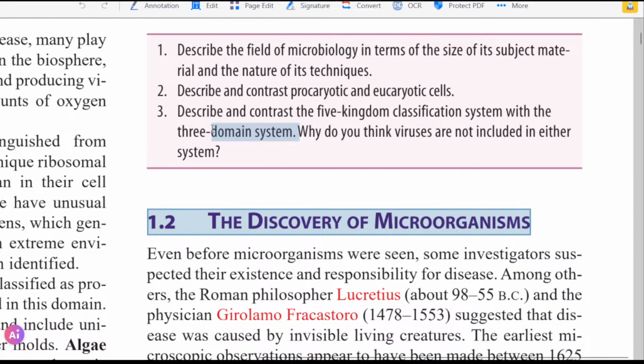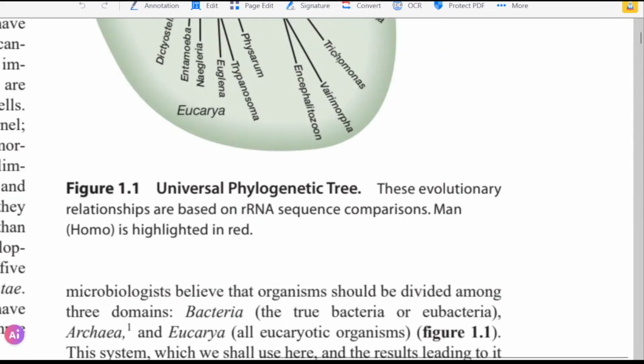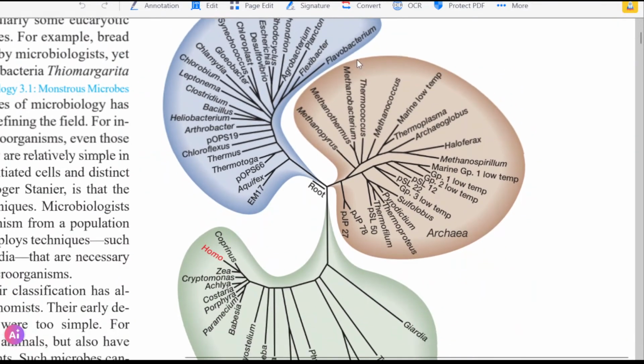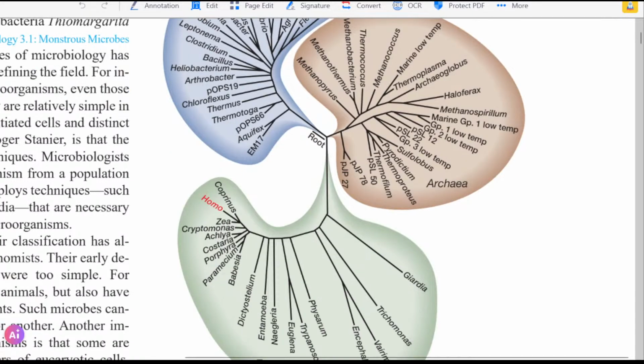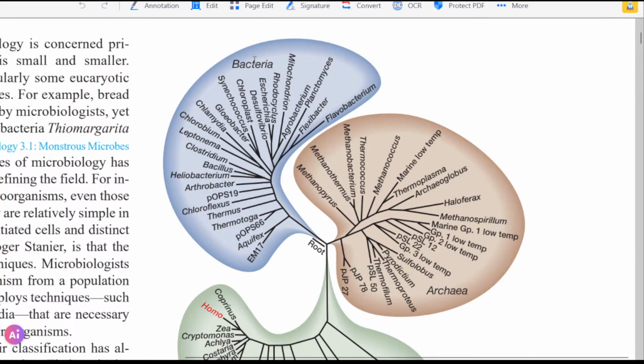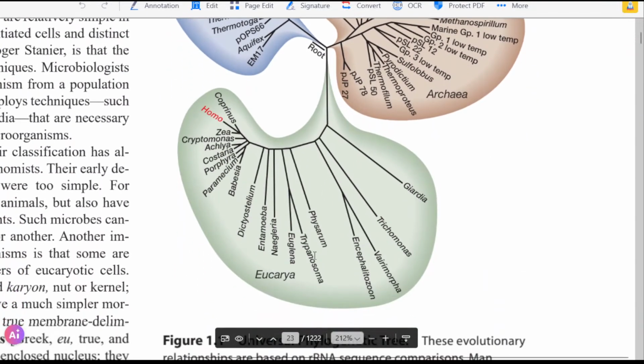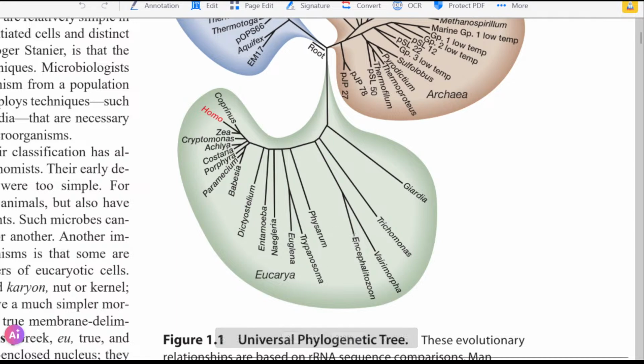So first, they generally classified organisms into three domains. Here they are in the diagram: eukarya and prokarya. Prokaryotes means no true nucleus, and in those we have bacteria and archaea. In eukarya we have animals, plants, and here you can see Homo sapiens, which means animal. So in eukarya we have animals, plants and algae, protists, fungi, all of these kinds of things.